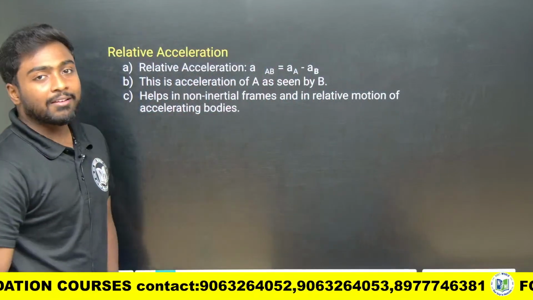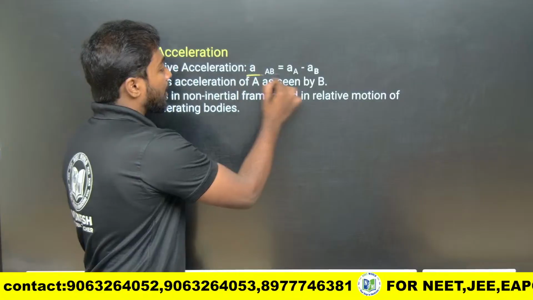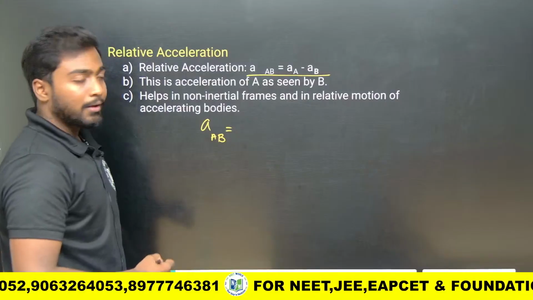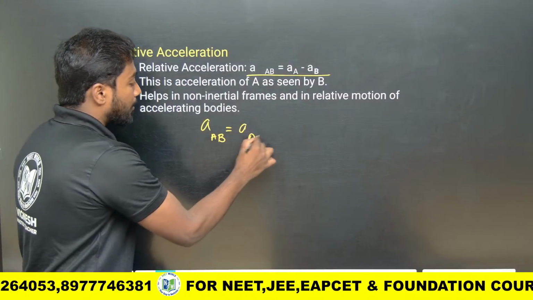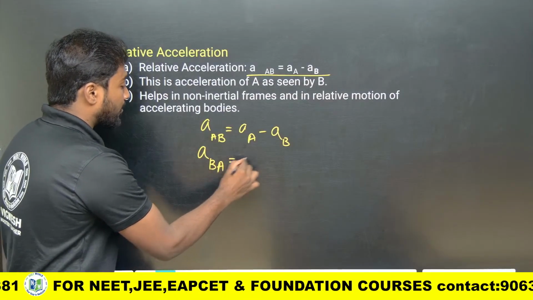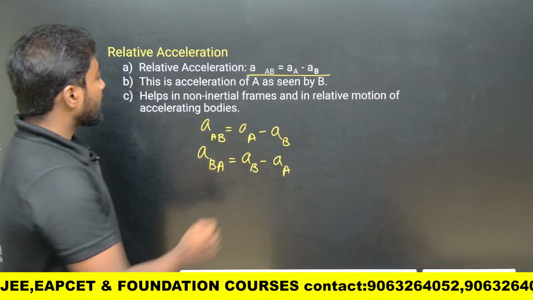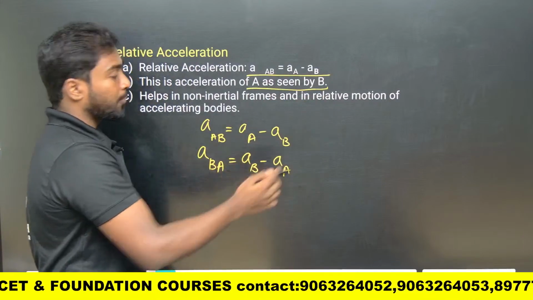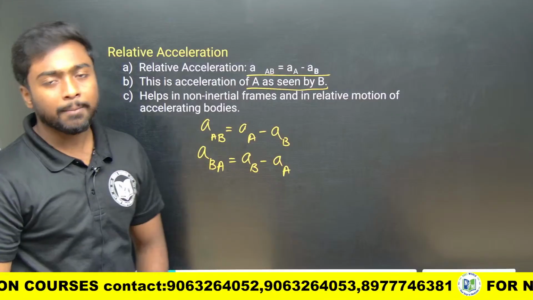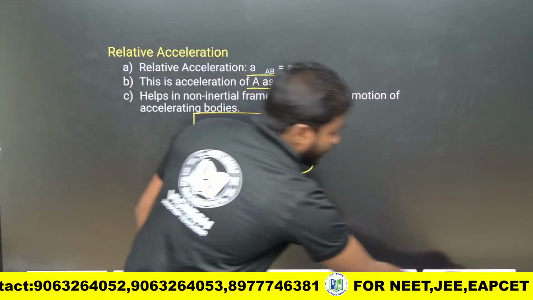Next thing, relative acceleration, similar to the relative velocity formula and the position formula. Acceleration of AB is acceleration of A with respect to B, which is A minus B. Similarly, acceleration of B with respect to A is acceleration of B minus acceleration of A. This is the acceleration of A as seen by B. It helps in non-inertial frames and in the relative motion of accelerating bodies. These are the formulas for acceleration.